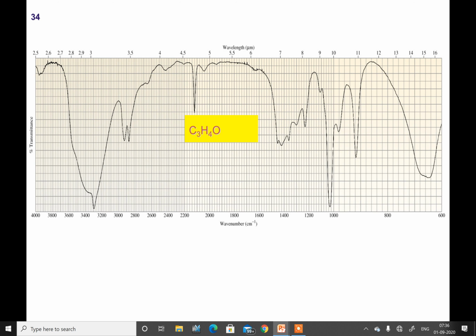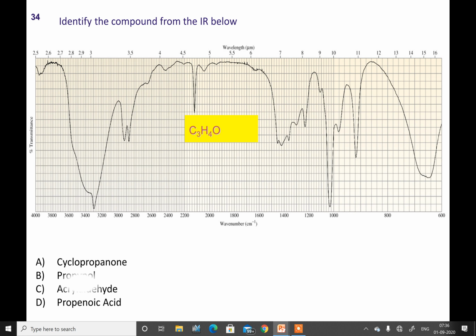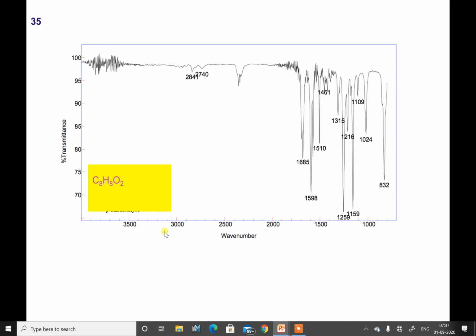Again, what is this? Identify the compound from the IR below. It is cyclopropanone, propynol, acrylaldehyde, propanoic acid, and we search, and we don't get any carbonyl, so we rule this out, and even we may rule this out. Let us see what it is. Okay, so it is propynol.